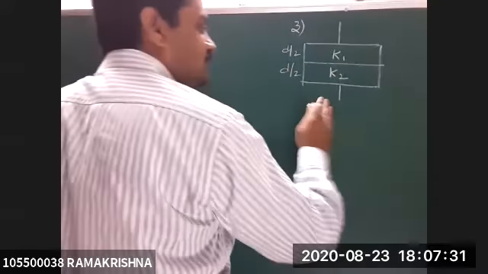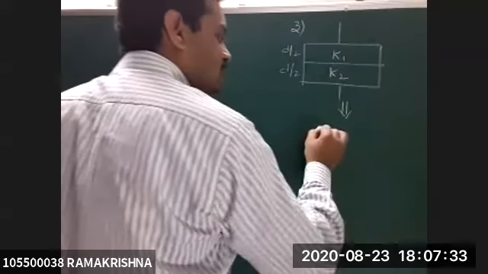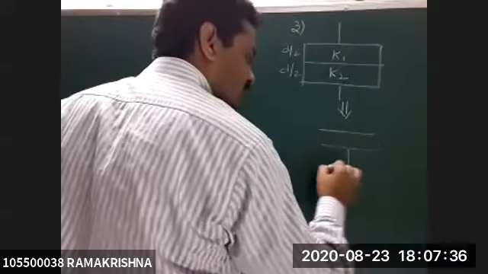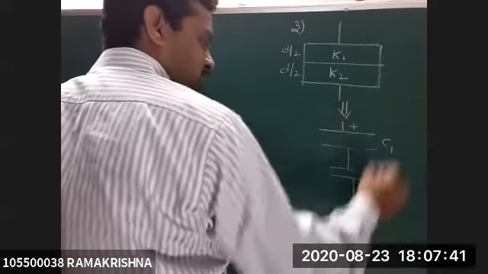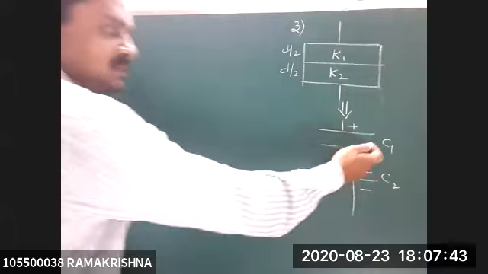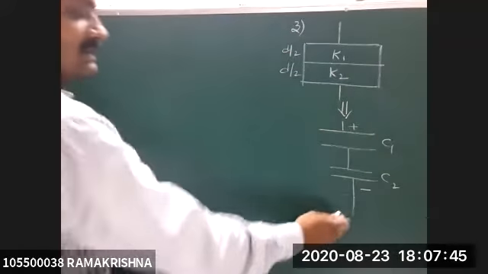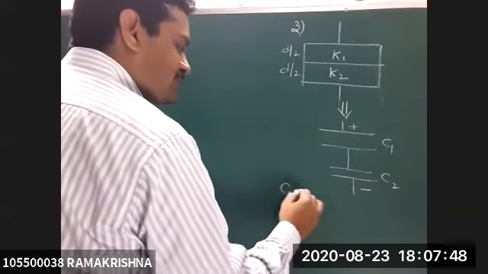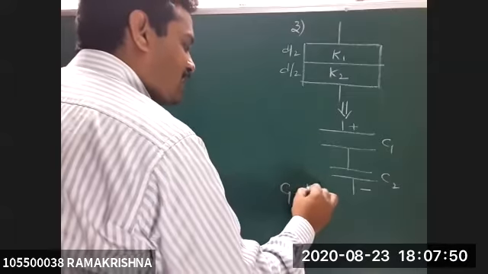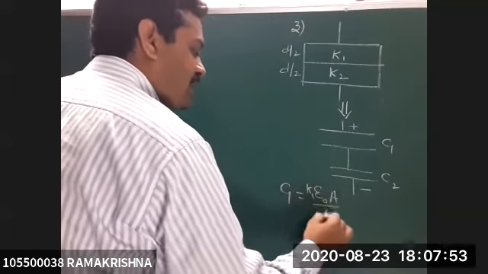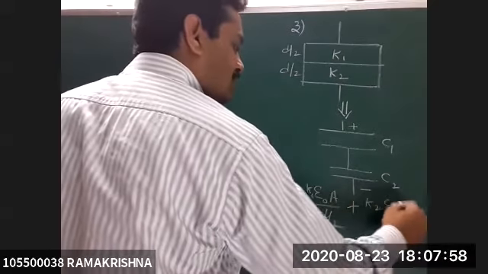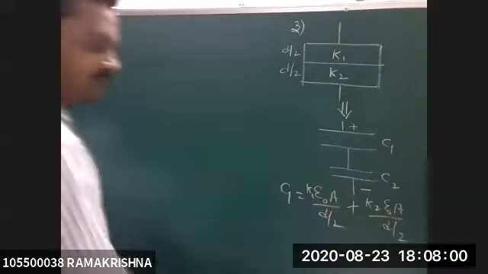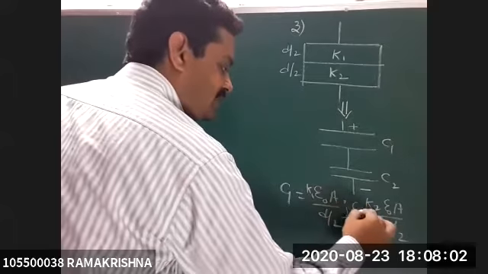So this arrangement is redrawn like this. So it is C1 and it is C2. One plate is positive and the other is taken as negative. So in this combination, these two capacitors are in series, right? So what is the value of C1? C1 is equal to K1 epsilon naught A divided by d by 2, and C2 is K2 epsilon naught A divided by d by 2. Now these two are in series.